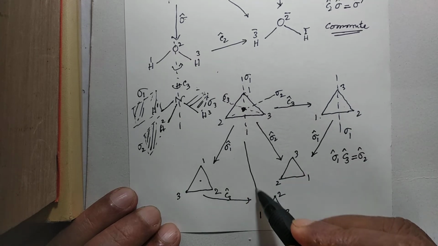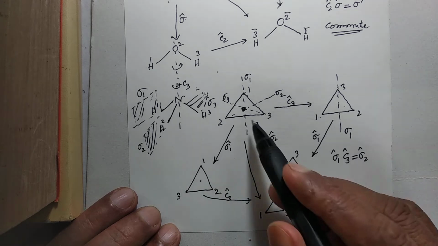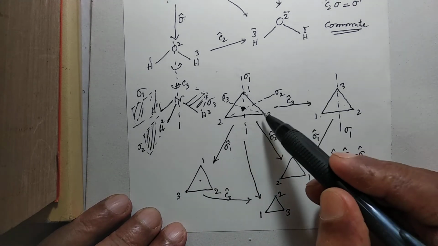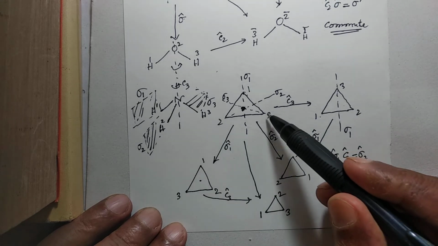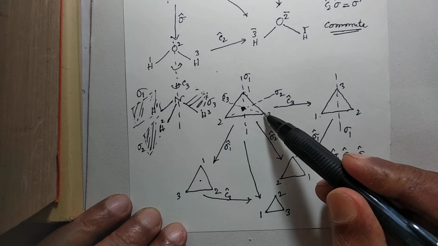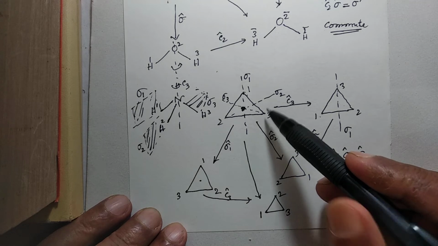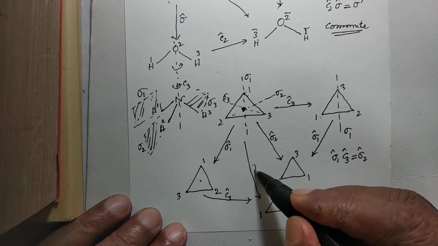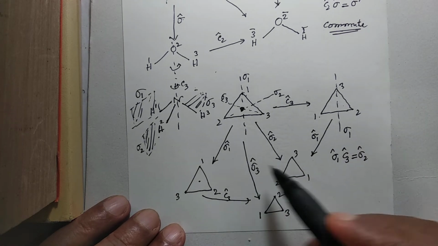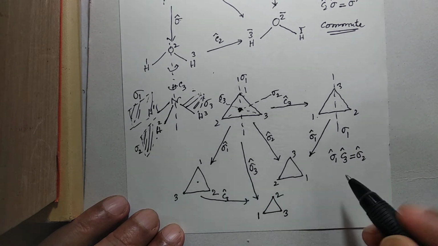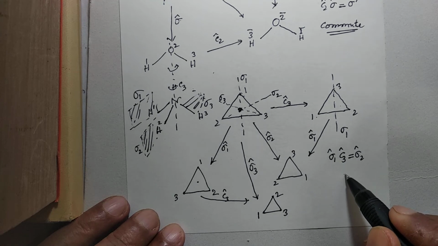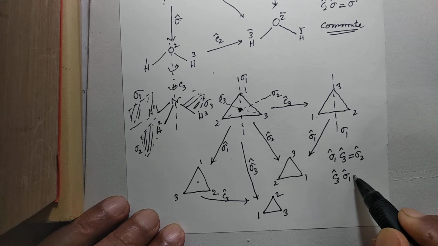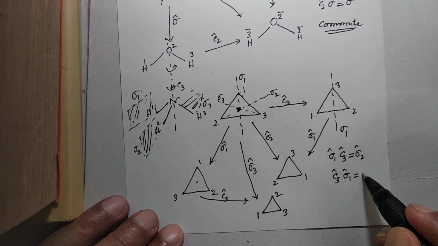And how can we come to this configuration directly from the original one? We see that 3 is in its own position, 3 here and here. The atom 3 has not moved. 1 and 2 have exchanged places. Therefore, this is a sigma 3 operation. So we can write here sigma 1 first followed by C3 is equal to sigma 3.